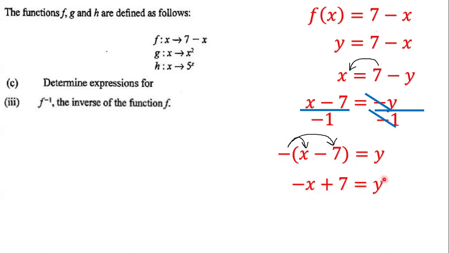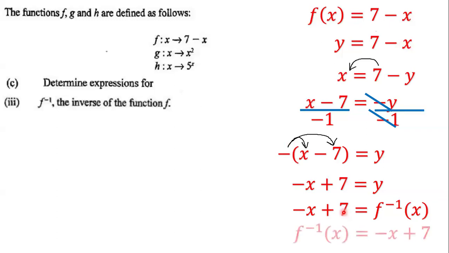And then the last thing that we're going to do is take y, and instead of putting y, we're going to put f inverse. So f inverse of x is actually equal to negative x plus 7. And so that's what f inverse is. f inverse of x is equal to negative x plus 7. And that's our answer to this question.